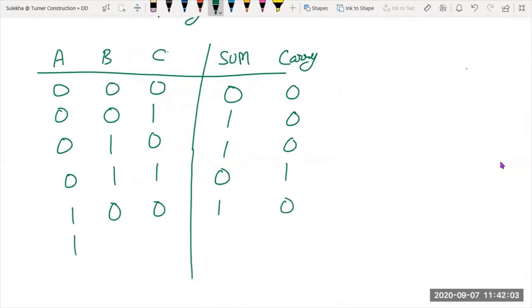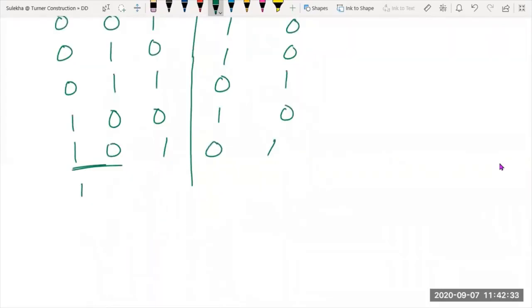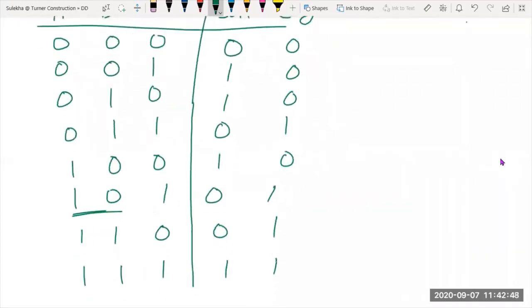And if you do 1 0 1, check this one. 1 plus 0 is 1, so 1 as your summation and carry till this point is 0. Now 1 plus 0 is 1, and that 1 plus this 1 is basically 0. And if you are adding 1 plus 1, you will have carry, which is 1. Next I have one more possible combination, which is 1 1 0, and in this case also I will get 0 1. And the last one I have 1 1 1, and in this case I will get all ones. Summation also 1, carry also 1.